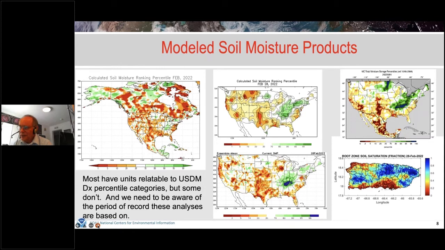And most of these products have units that can be related to the US Drought Monitor Dx percentile categories, but some don't, so we have to keep that in mind. And again, we have to be aware of the period of record that these analyses are based upon. Same issue as the satellite products. The period of record may result in a drought intensity value on these maps, which may not reflect what it would be if it were based on 120 years of data. Next slide, please.